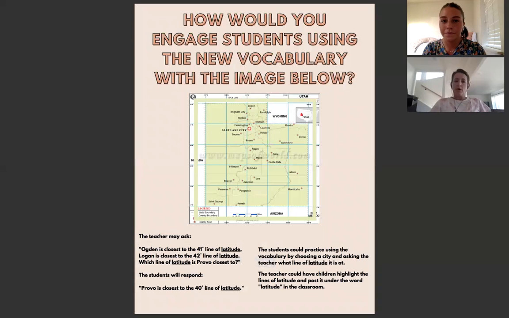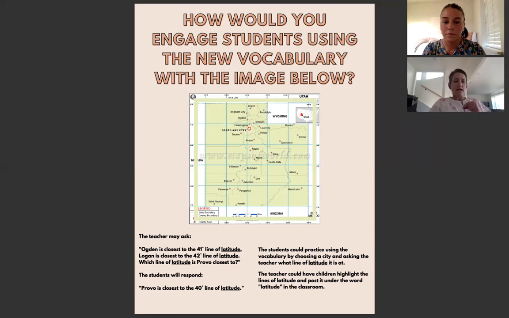Okay, so given this image, it's an image of the state of Utah, and it has latitude lines and longitude lines. Assuming that you wanted the children to be able to use the word latitude and know what it means in context, the teacher might ask, Ogden is closest to the 41st line of latitude, and Logan is closest to the 42nd line of latitude. Which line of latitude is Provo closest to?